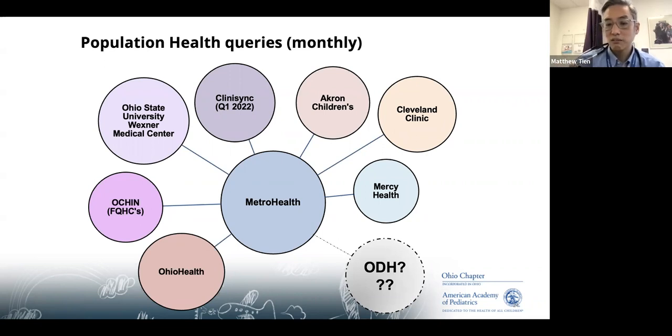The same way we get health information from ODH about COVID vaccines, we know when our pediatric patients get COVID vaccines at a different health system. Why can't we do the same with our lead, so we don't have to spend so much manual effort looking it up? Next slide.